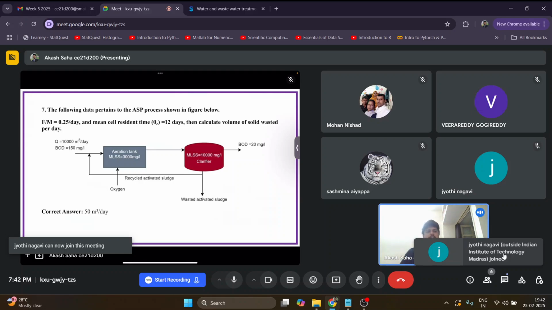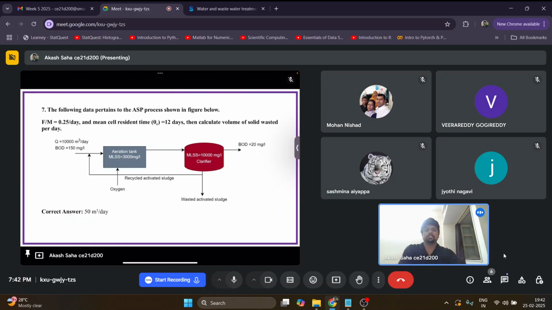So for this question, I am asking, what is my BOD removal efficiency? The whole schematic is given. All the values are also given. You have to just find out. 86.66. Yes, that is the correct answer. 86.66667. So that will be the answer.